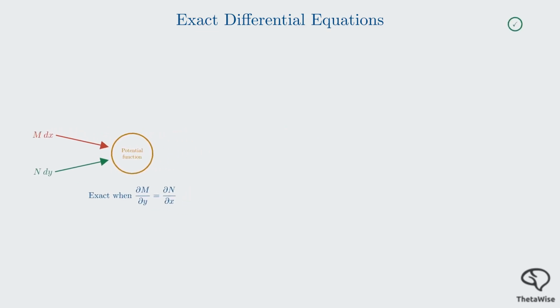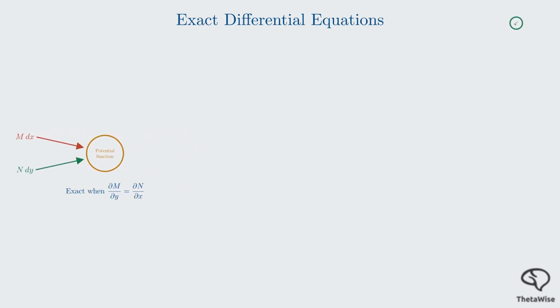In example 15, M is x² + 2xy, and N is x² + y². Differentiate M with respect to y. The result is 2x. Differentiate N with respect to x. The result is also 2x. Therefore, the equation is exact.